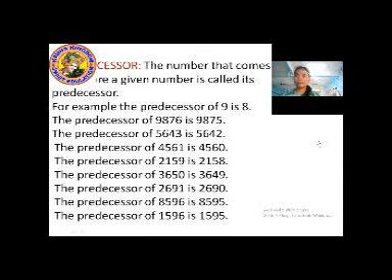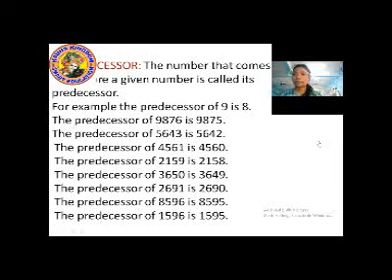And the predecessor of 9876 is 9875. In the same way, the predecessor of 5643 is 5642. In the same way, the predecessor of 4561 is 4560.